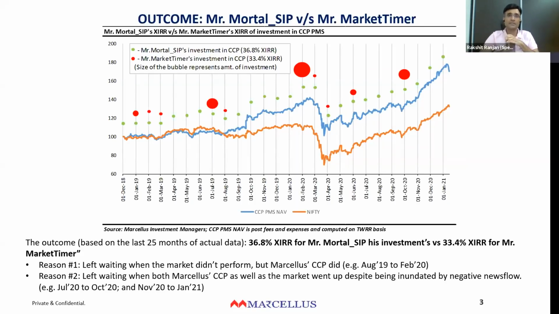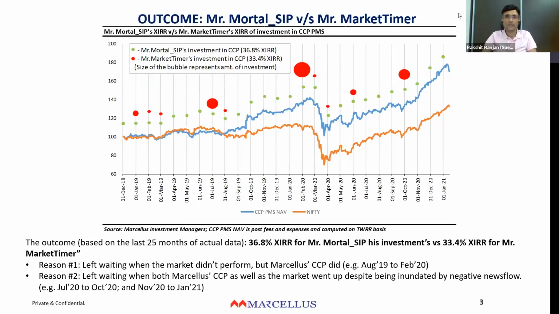Interestingly, Mr. Market Timer's investment XIRR is around 4 percentage points lower, at around 33% versus 37 for Mr. Mortal, right? Despite the fact that Mr. Market Timer always invests after a market crash and always waits after a market rise, right? Now, why does this really happen, right? So why is there a massive difference between 37% and 33% on the 2 XIRRs? Is broadly because of 2 reasons, right?